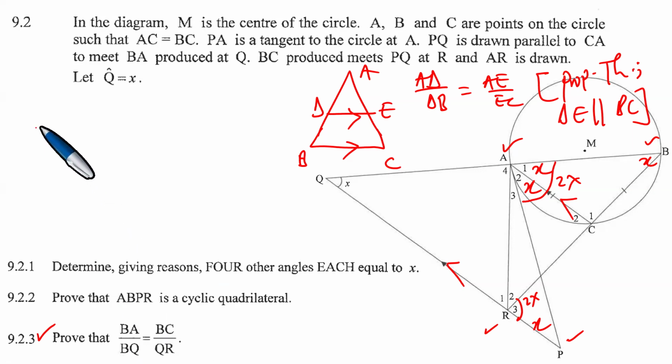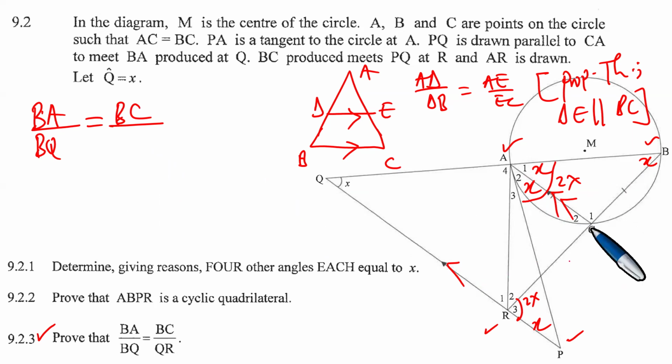You have therefore, at this point, look at 9.2.3. Because you already have that this is parallel to that, this is parallel to that, we have that BA over BQ is BC over BR.